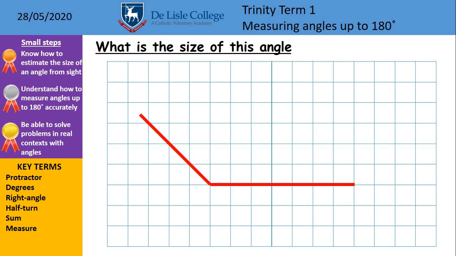So we know where 90 degrees is, and if it was a completely straight line, we'd know it's 180. It looks somewhere in between those two, between 90 and 180. What's in the middle of that? 135 degrees would be a sensible estimate there.